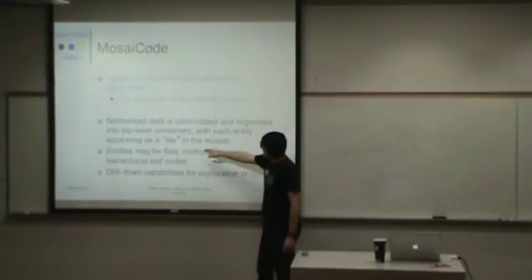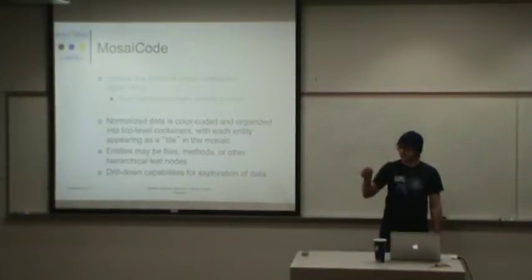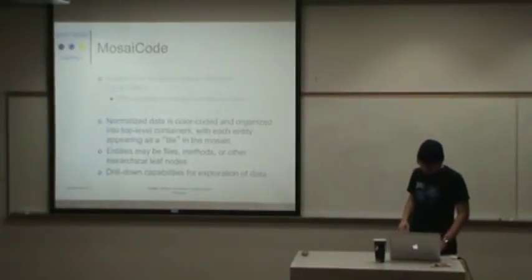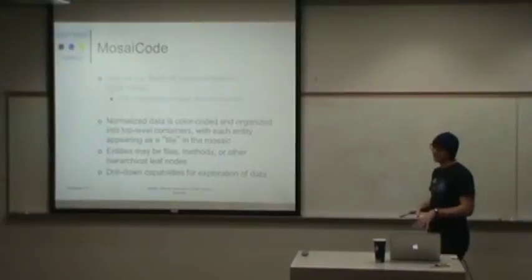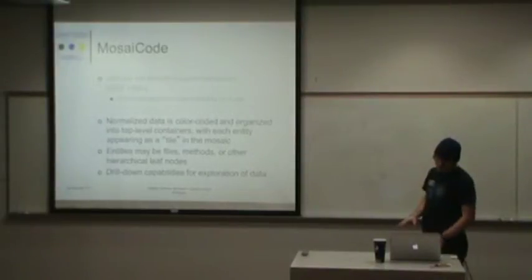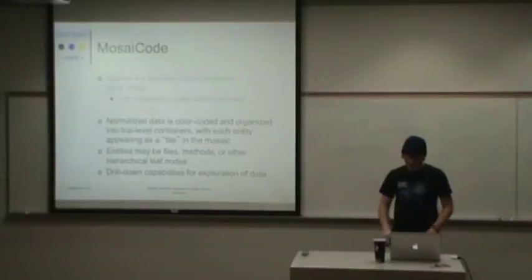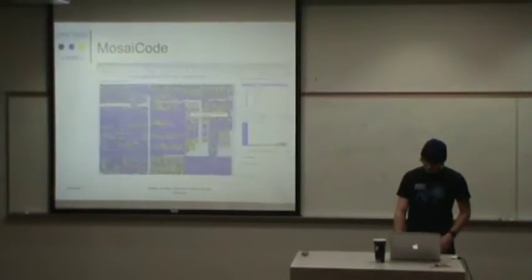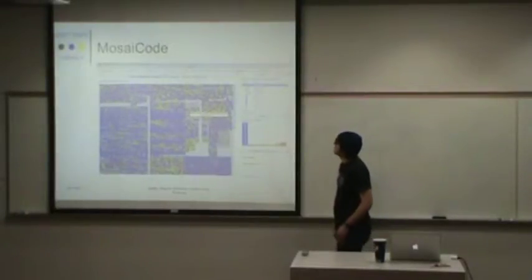The entities are the tiles, which you'll see up here as squares. If you saw the posters, there are all the squares on it. That's what we use. And just like in CSOF, where you can drill down to the code level, we don't actually go all the way down to the code, but you can go into one of these top level containers and see the next level of folders and stuff. So without much further ado, this is the MosaiCode layout.